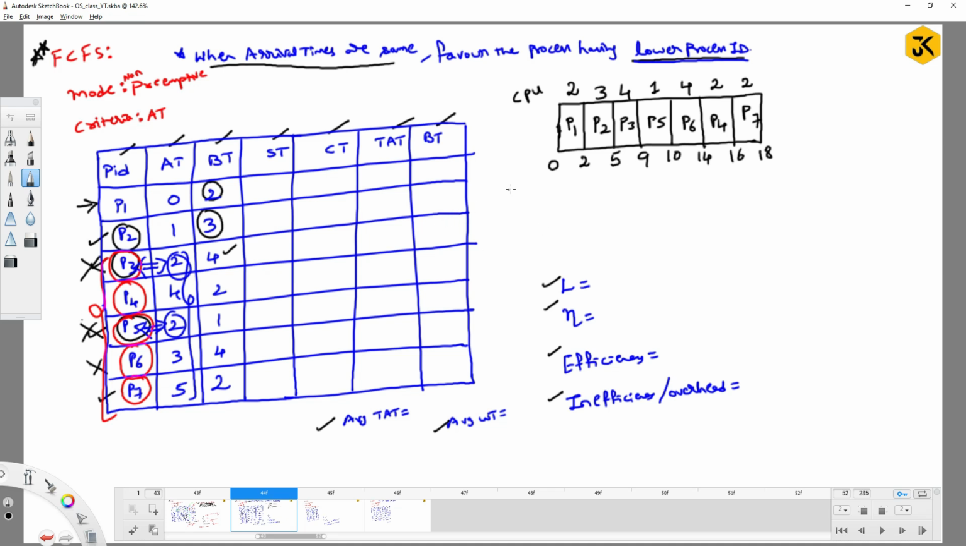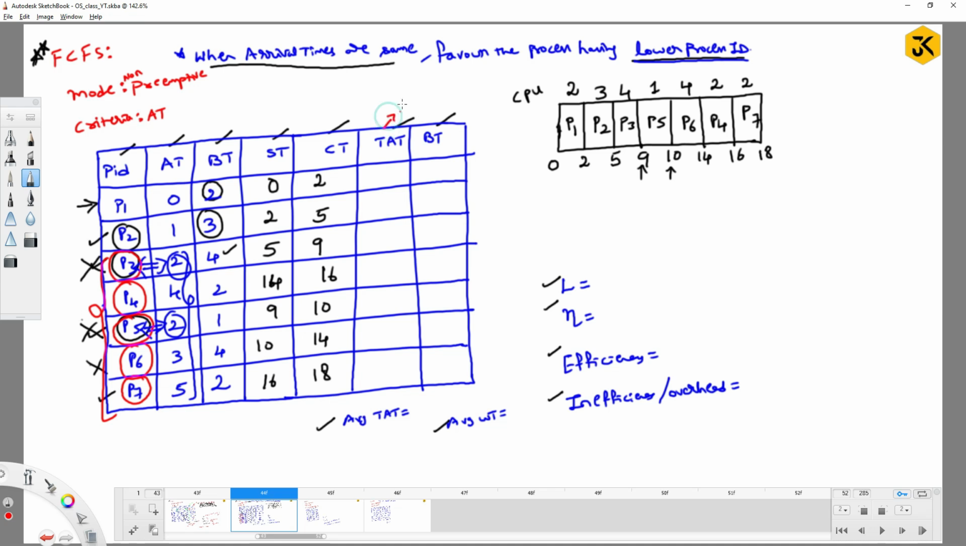Based on this Gantt chart, can we fill this particular table? Yes. What is the starting time of P1? 0. Completion time will be 2. P2 will be 2 and 5. P3 will be 5 and 9. P5 will be 9 and 10. P6 will be 10 to 14. P4 will be 14 to 16. P7 will be 16 to 18. Right? Next, we'll calculate turnaround time.